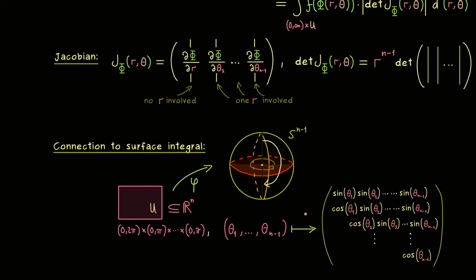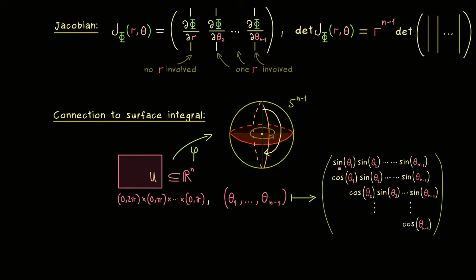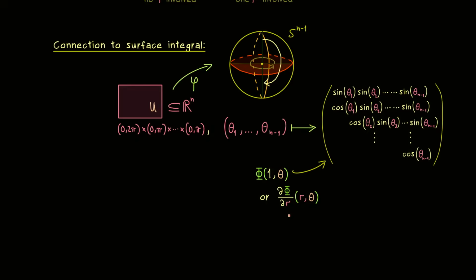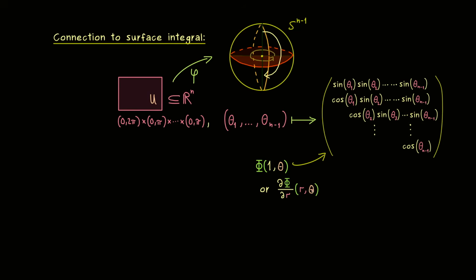And this should not be a surprise, because if we take our capital phi and we set the radius to 1, we should get the unit sphere in Rn. In other words, this vector here is just our capital phi at 1 theta. But there's also a different interpretation, because we can also say it's the partial derivative of phi with respect to r. So what we have here is the first column of the Jacobian of phi. And most importantly, it holds for every r and theta.